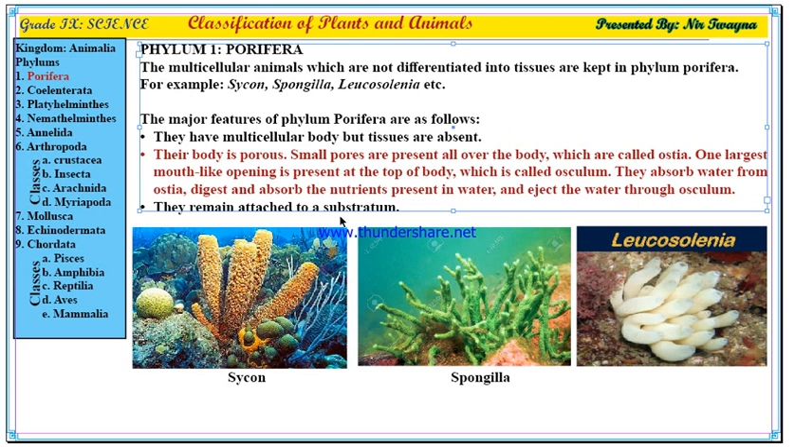Now how do they feed? They absorb water from the ostia, from all around their body. Inside their body they have amoeba-like cells which capture the bacteria and other microorganisms present in the water. They digest it, and the rest of the water is thrown out through the osculum.